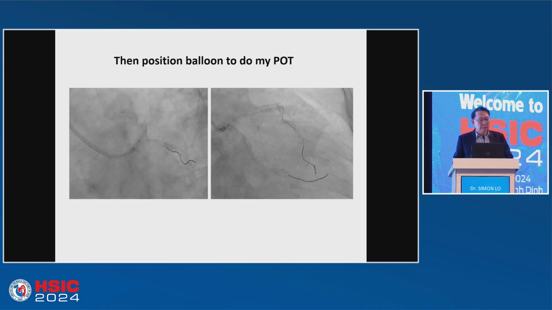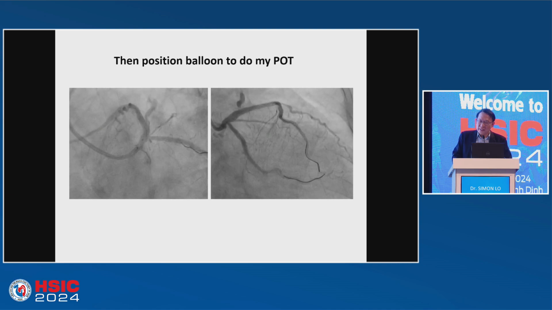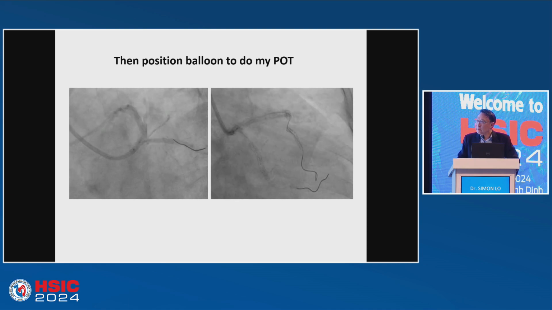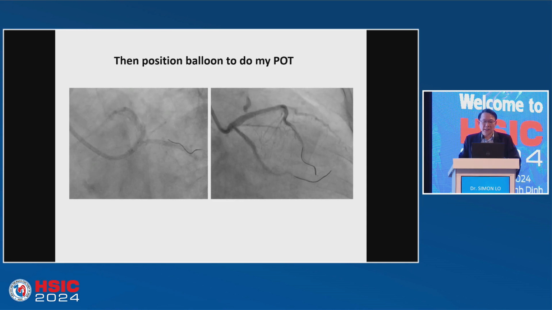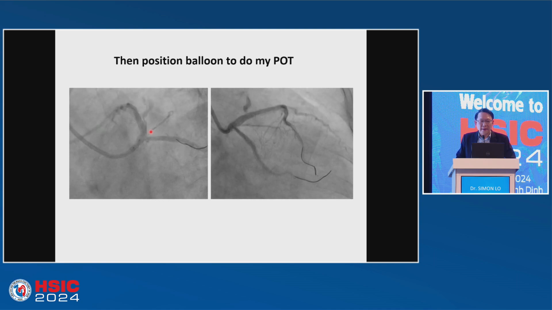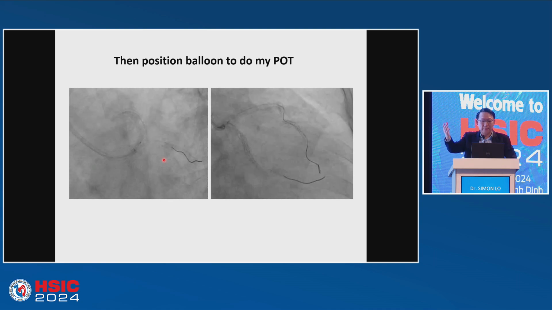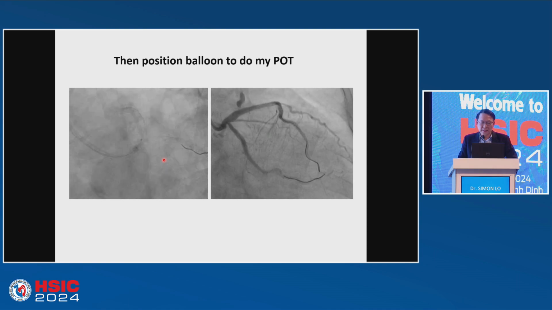I can click here. There we go. That was when I was positioning the balloon for a POT. And this was what I saw. And can you imagine? It's already 6:30 or something p.m. And I thought I could go home. So as I was positioning this 4 balloon for POT, I saw a huge, at least you can say type 3 or class 3 perforation of the proximal LAD.